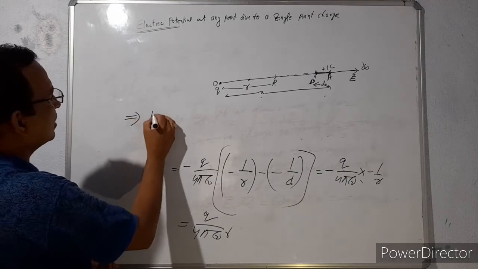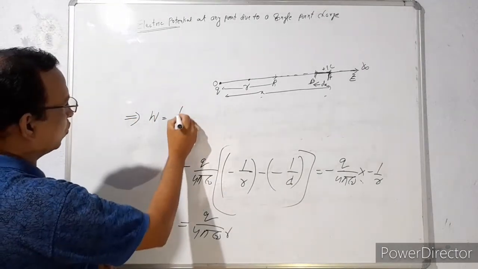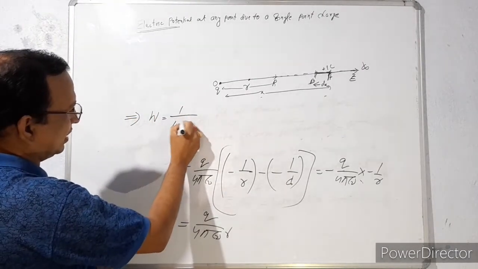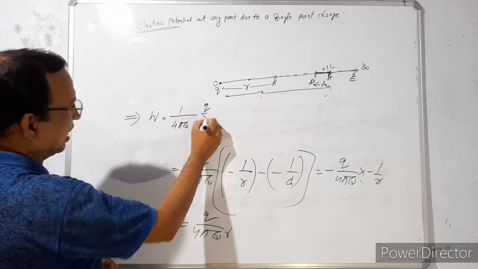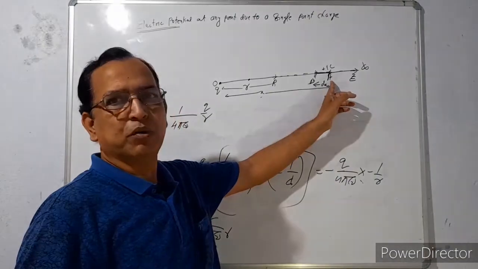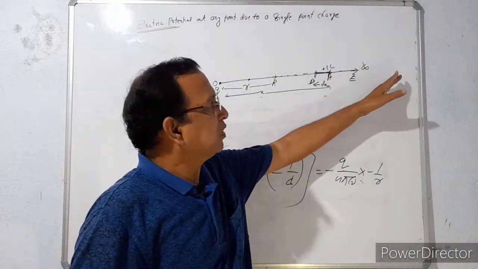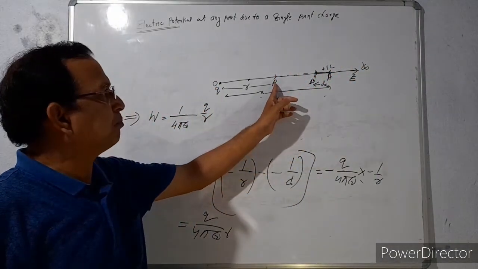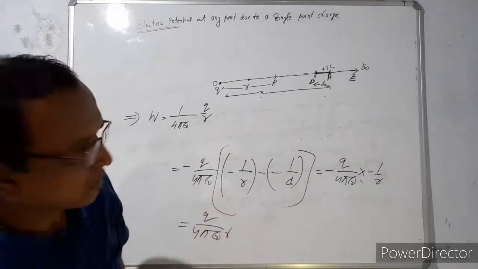This implies W is equal to 1 by 4 pi epsilon naught q by r. This is the total work done when the test charge, the positive charge, moves from infinity to the point P. Clear? This is the point P.